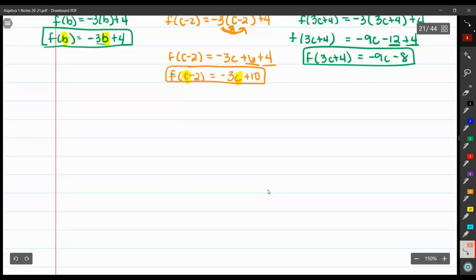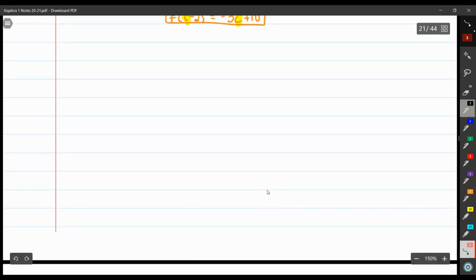Try a couple on your own. So here's two of them you're going to try by yourself. You're going to try letter G. You're going to find f of x plus 3. And letter H, we're going to find f of 2x minus 4. Pause the video, see if you can try those two on your own.